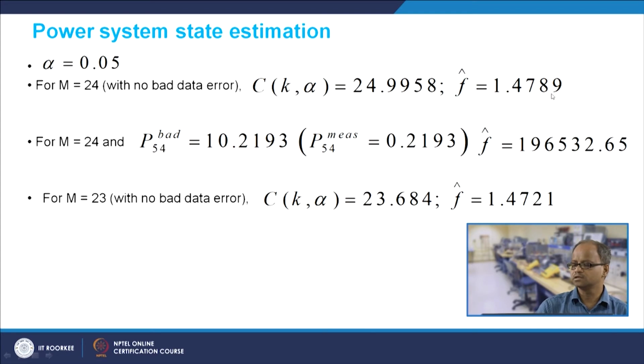See that this estimated value of the objective function is much less than this. So, therefore, we conclude that there is no bad data here.